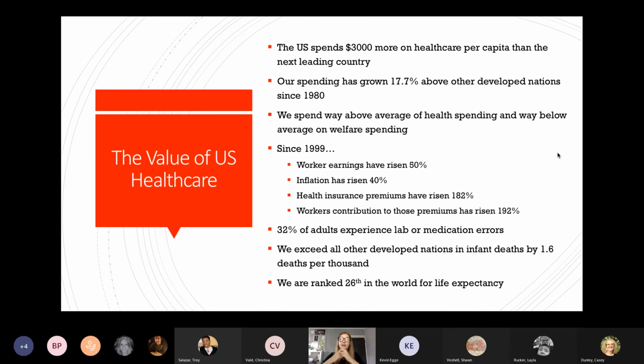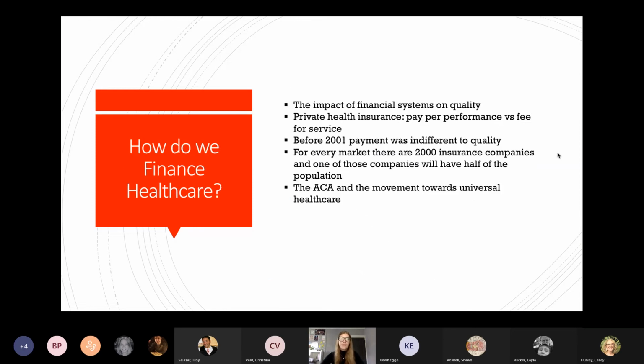We exceed all other developed nations in infant deaths by 1.6 deaths per thousand, and we are ranked 26th in the world for life expectancy. So we're paying all this money, and these statistics are showing us that we're not getting a lot back. We're not getting a lot out of it. And then we have to talk about how we finance healthcare.